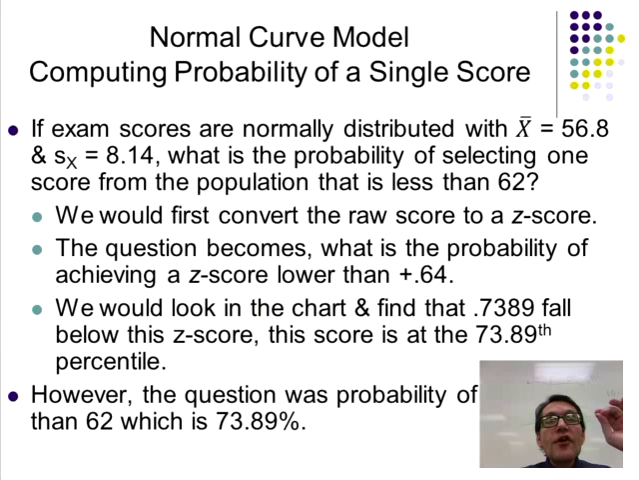0.64. So now the question is not what is the probability of selecting a score from the population that is less than 62. Now that I've created a z-score, the question becomes, what is the probability of getting a z-score less than 0.64? Okay, so I changed the question here, right? I could change the question from raw scores to z-scores. So now I can look up 0.64.